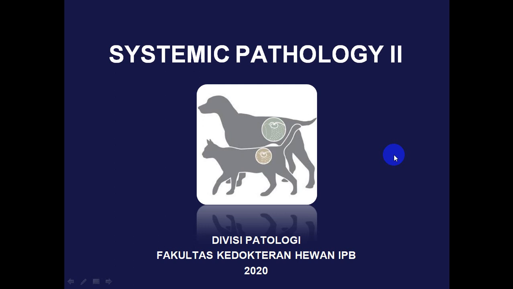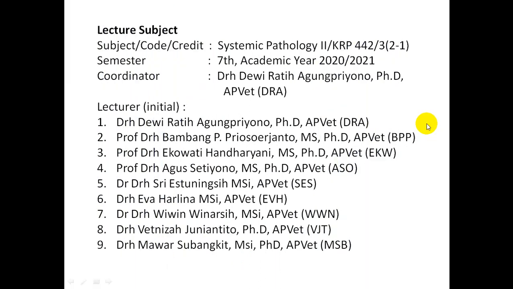It's me Tito again, and today I would like to give you lectures on systemic pathology 2. The subject of this lecture is the pathology of bone and joint. For the first time, I would also like to give you a brief introduction to this subject, systemic pathology. The subject has 3 credits: 2 credits for lectures and 1 credit for practice.